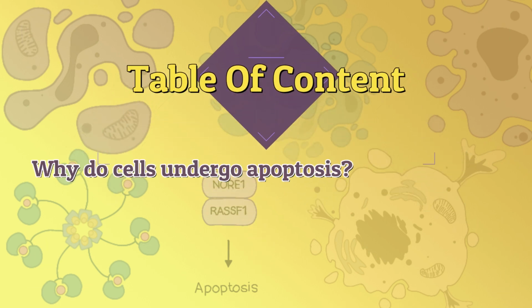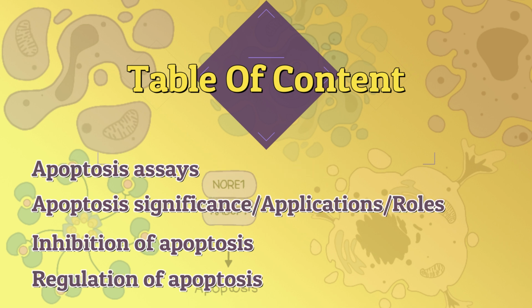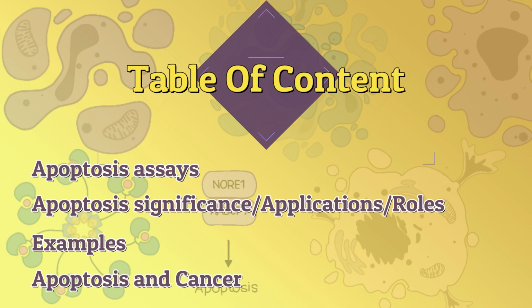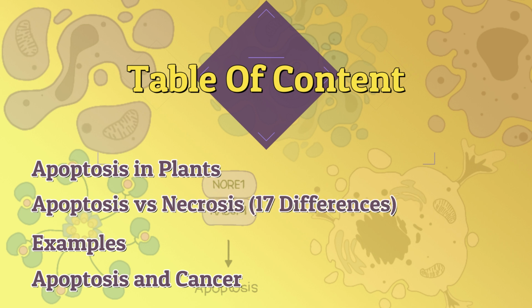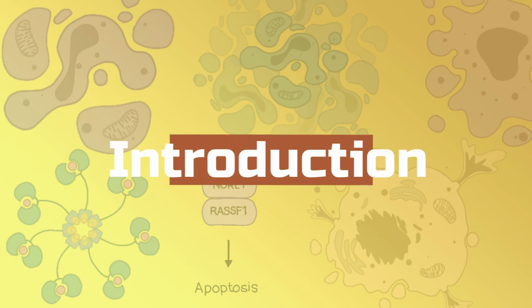Let's see the table of contents of today's topic. First, we will learn why cells undergo apoptosis, its mechanism, inhibition, regulation, apoptosis assays, its significance, applications, role, and examples. Then we will learn about apoptosis and cancer, apoptosis in plants, and 17 differences between apoptosis and necrosis. Let's begin with the introduction of apoptosis.